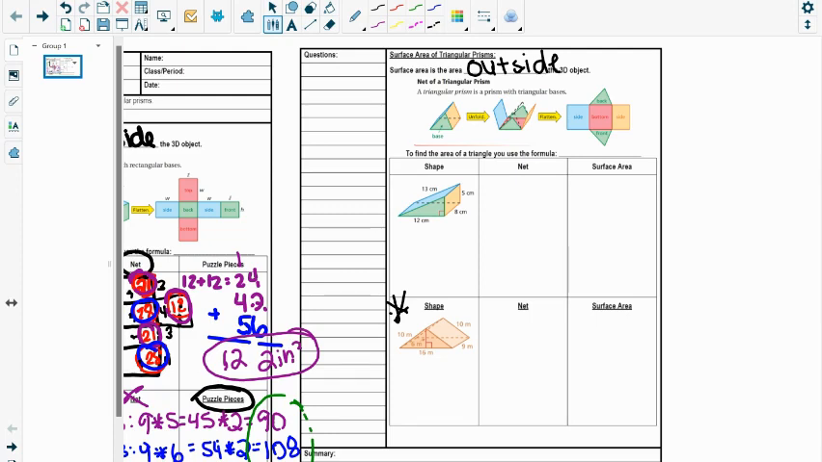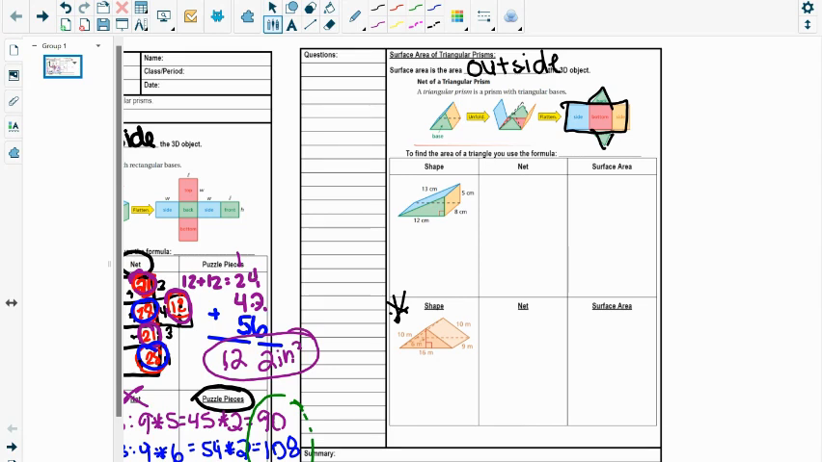object. Remembering that a triangular prism only has 3 rectangles and 2 triangles, and those 3 rectangles are not always the same size. So yes, we can do puzzle pieces with this one, but there's no shortcut of doing times 2, because not 2 rectangles are always the same.